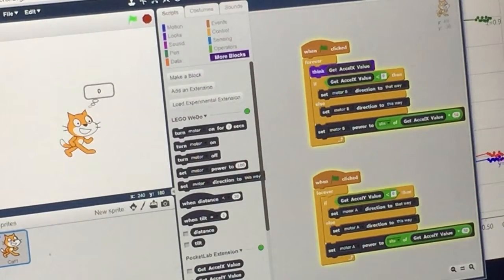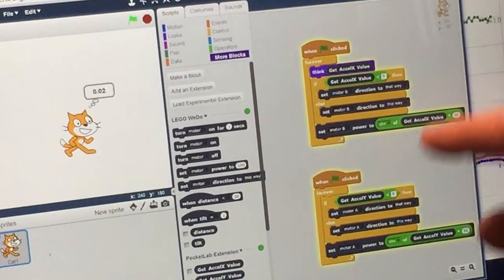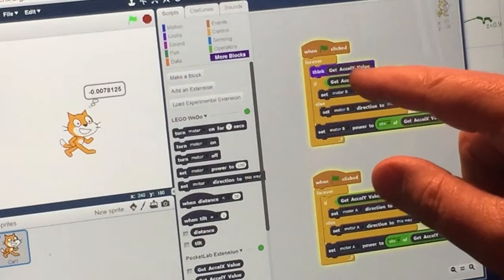And that means positive counterclockwise rotation or negative counterclockwise rotation. So here's the program right here. We're getting the acceleration values.